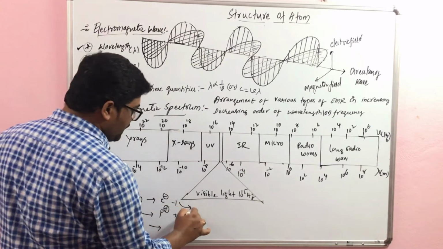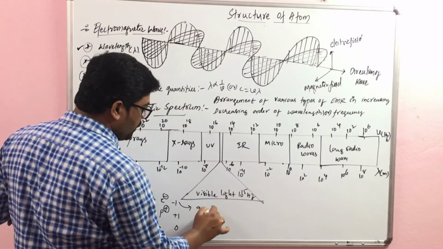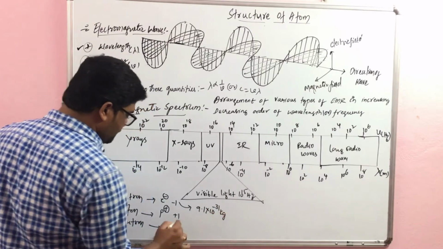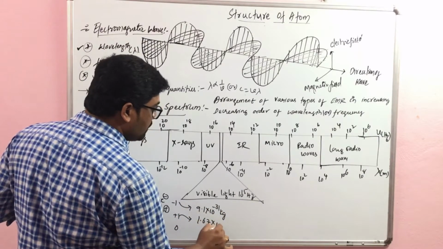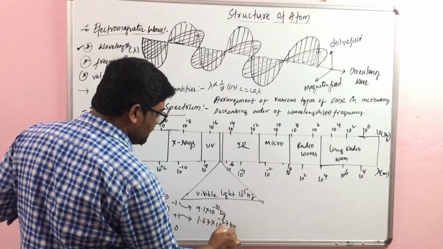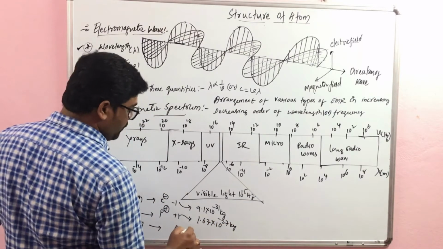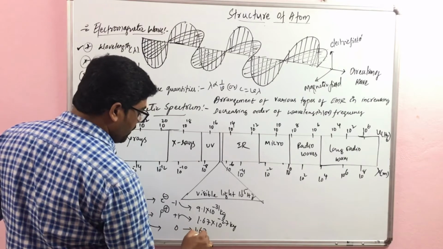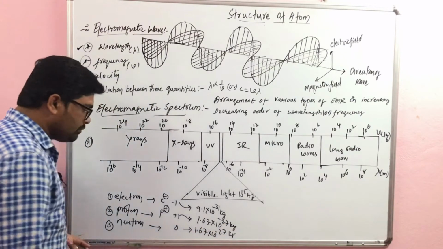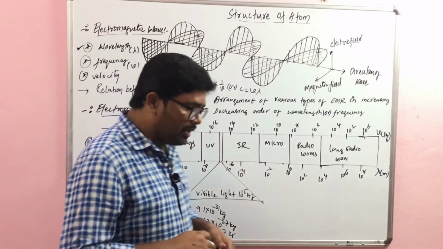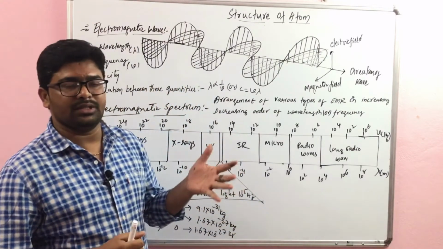The mass of an electron is 9.1 into 10 to the power of -31 kg, whereas the mass of a proton is 1.67 into 10 to the power of -27 kg, and the mass of a neutron is also equal to that of a proton. So these are the subatomic particles that are present inside an atom.